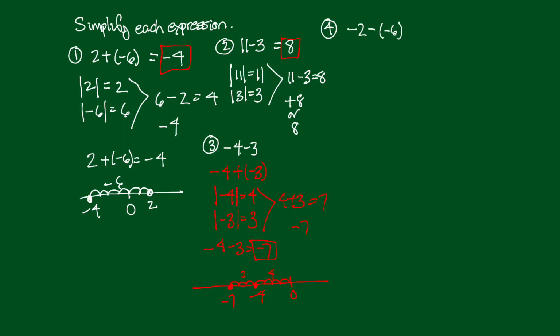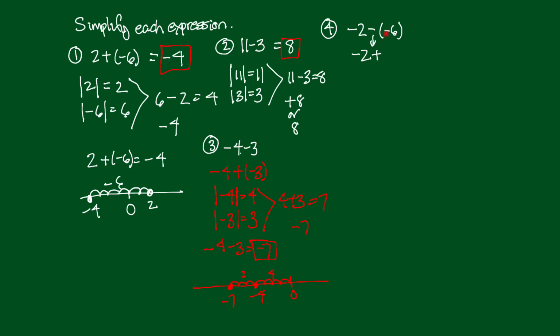Number 4, we've got negative 2 minus negative 6. Now let me just do this two ways. Here's the first way. According to the rules, I've got a subtraction. So the first thing I do is to change subtraction to addition of the opposite. So I'm going to write this right up as negative 2. That subtraction is going to become addition.